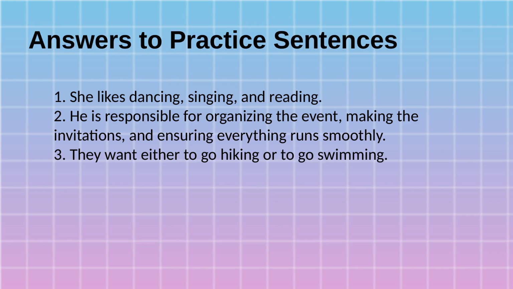Now, let's go over the answers. 1. She likes dancing, singing, and reading. 2. He is responsible for organizing the event, making the invitations, and ensuring everything runs smoothly. 3. They want either to go hiking or to go swimming. Great job! Let's wrap up with a quick recap.